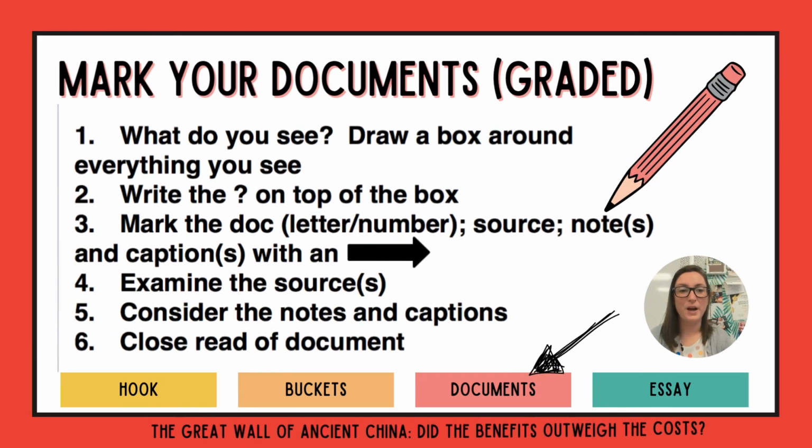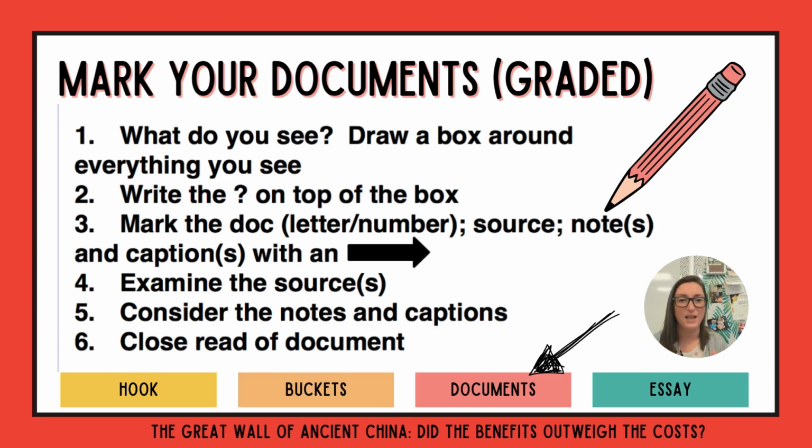Right here, I'd like you to pause and go through each of your documents. You're going to put a box around everything that you see. You're going to write your question at the top of your page. Your question is, the Great Wall of Ancient China, did the benefits outweigh the costs? Then you're going to mark the document with some arrows. Sources, notes, captions, letters, numbers, anything that is there, you need to read that first.